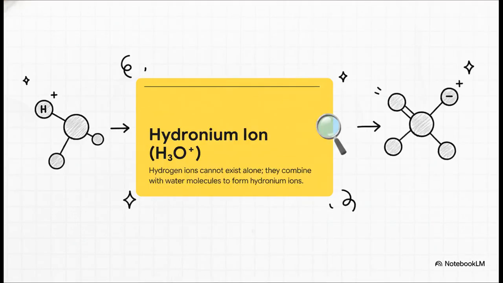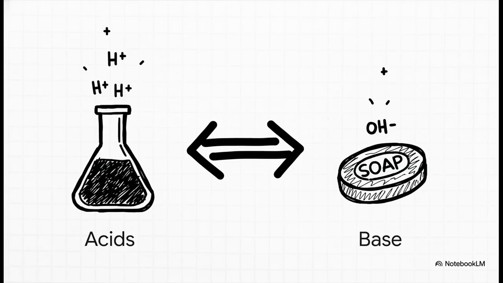Now, just one more small detail here. These hydrogen ions, the H+ ions, they cannot exist all by themselves. They are very unstable. So as soon as they are formed in water, they immediately combine with a water molecule, H2O. This combination forms a new ion called the hydronium ion, or H3O+. So whenever we talk about H+ ions in water, we are actually talking about hydronium ions. All right, we have understood the secret of acids.